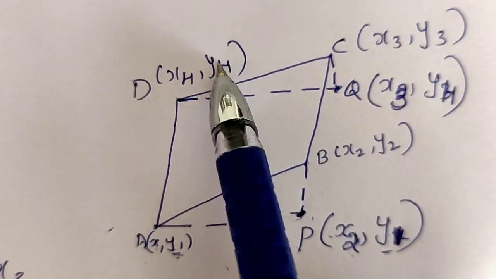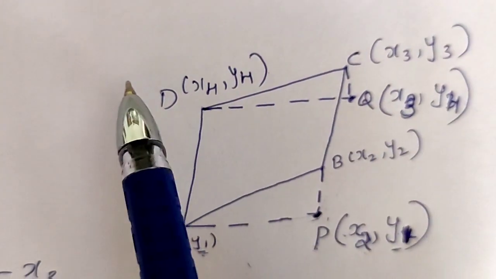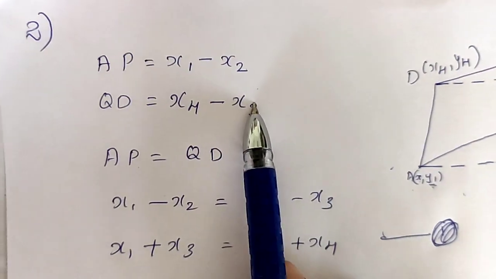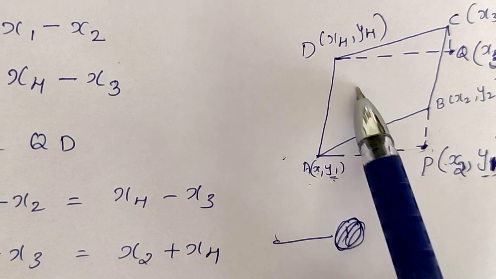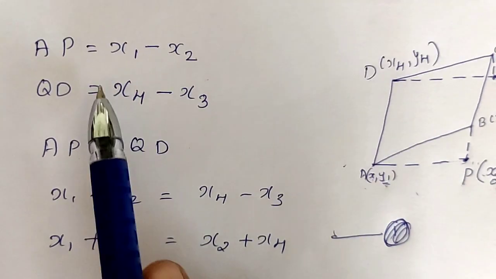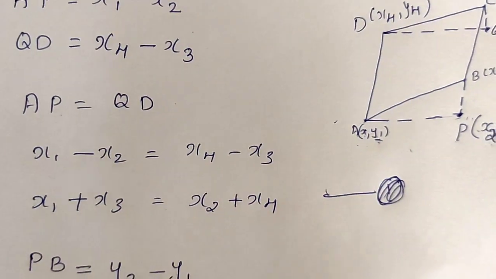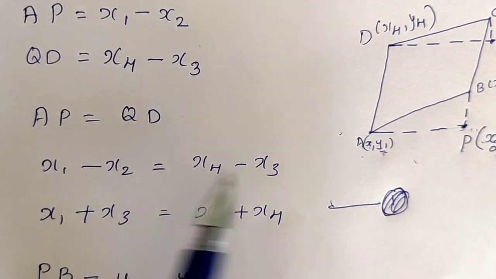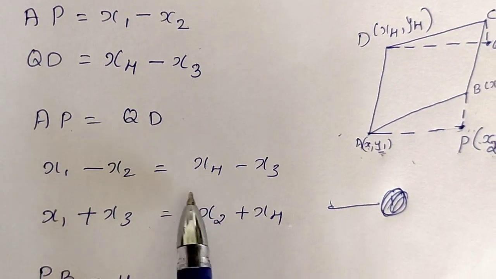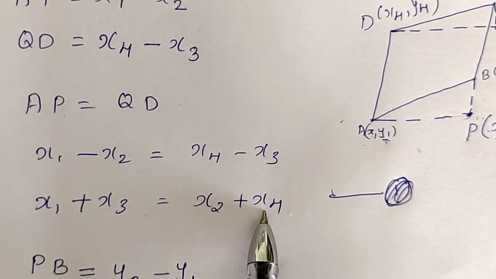Similarly, here we have y4 and here also y4. That means the y coordinates are the same. Then the difference in their x coordinates is their distance. That is x4 minus x3. And we already know that AP and DQ are equal. Therefore, we can write AP is equal to QD. That is, x1 minus x2 and x4 minus x3 are equal. Then if we rearrange, that is, keep this x1 here and move this minus x3 to this side, it becomes x1 plus x3, and here we already have an x4, and move this minus x2 to this side, then we have x2 plus x4.